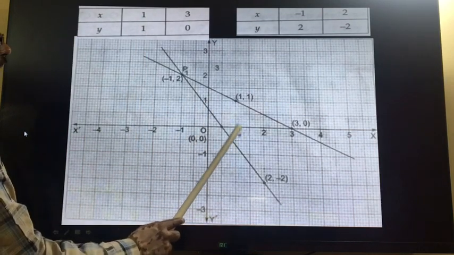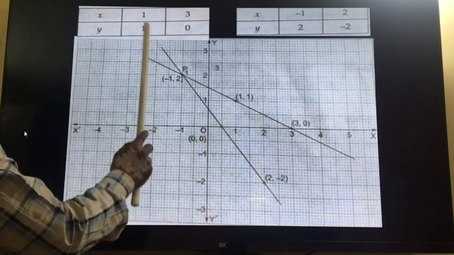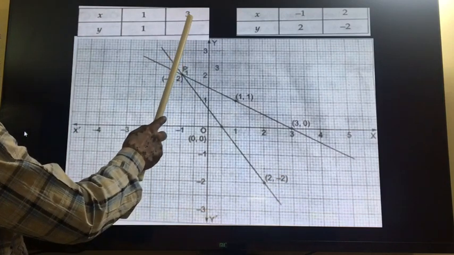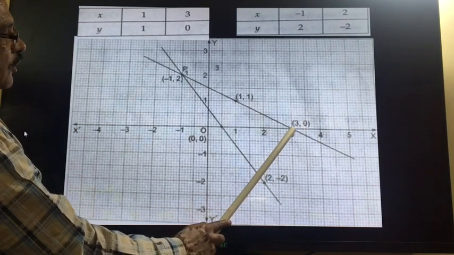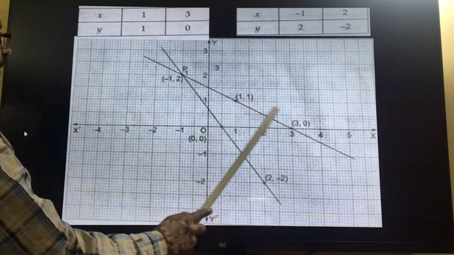So x is equal to 1 and y is equal to 1. So this is the point (1, 1). After this we will find 3 and 0. So x is equal to 3 and y is equal to 0. We are not going up. So this is the second point. This is the first point. This is the second point.